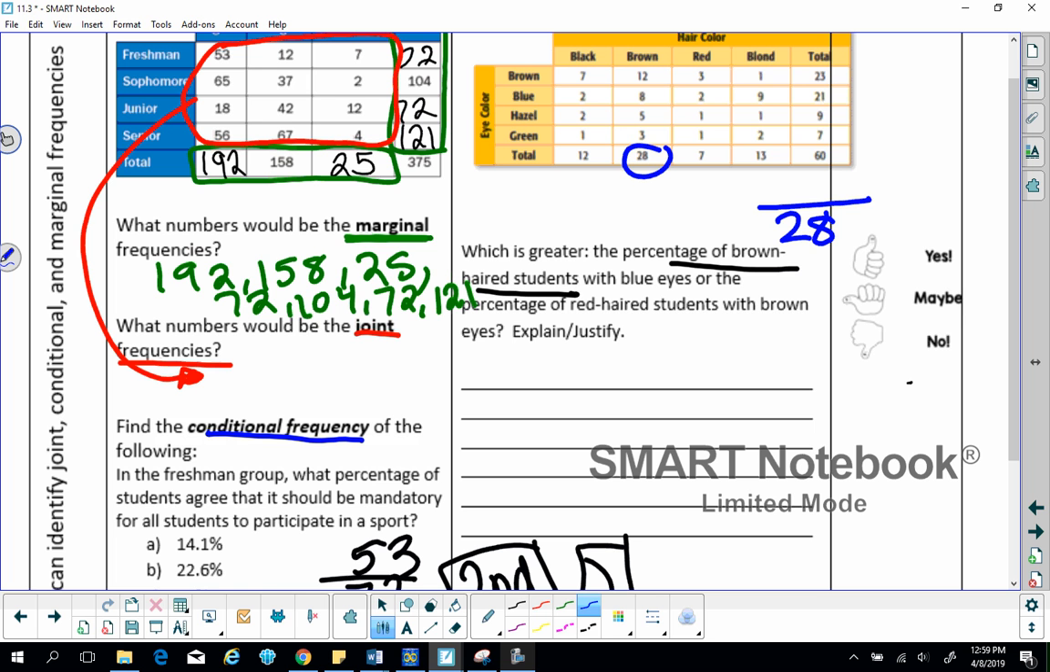Oh, so this is hair color. So brown, 28. How many of those have blue eyes? 8, right? There's the blue-eyed, brown-haired people, because it's 8 out of the 28. How do I get that as a percent? Hold on. How do you divide that? Divide them. 28.5.